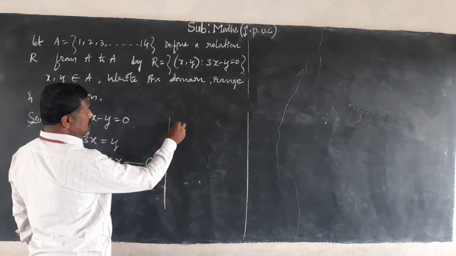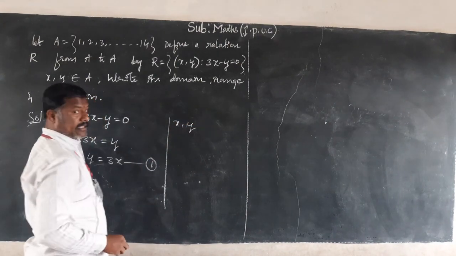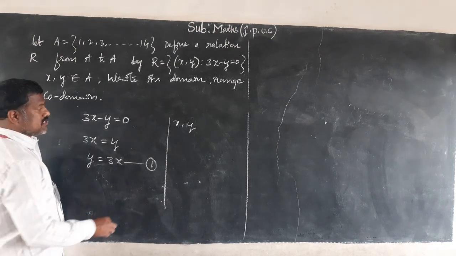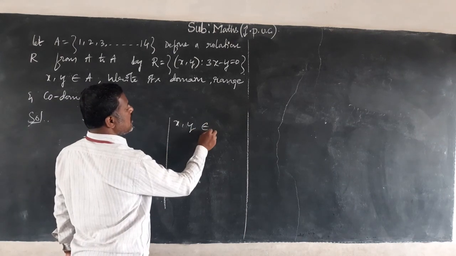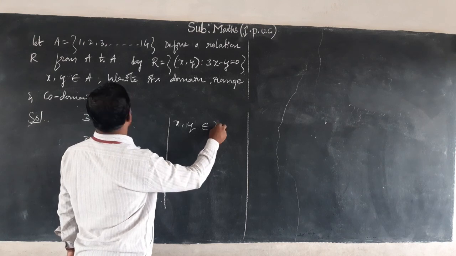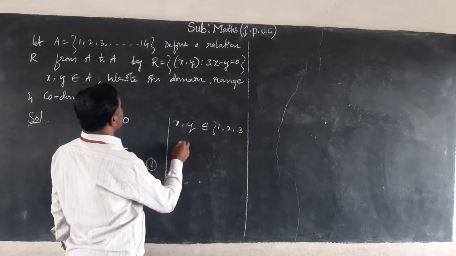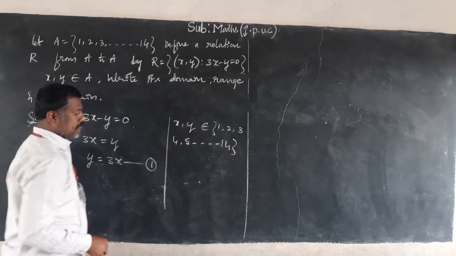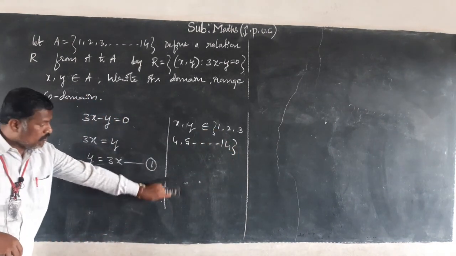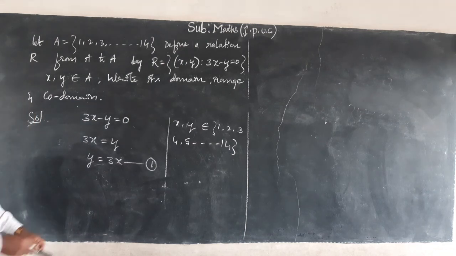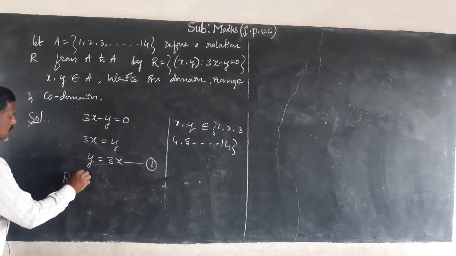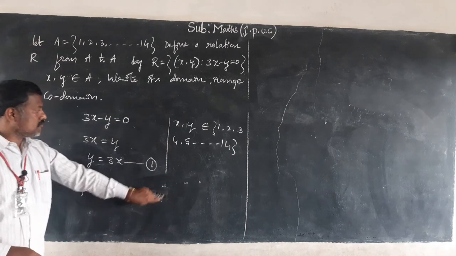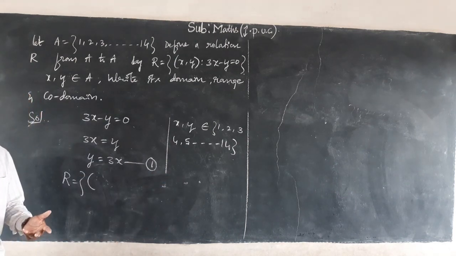So here they have given us x comma y, the elements of the ordered pair (x, y), belonging to the set {1, 2, 3, 4, 5, ..., 14}. Children, now let us frame the relation. As we know, we all know how to frame the relation.